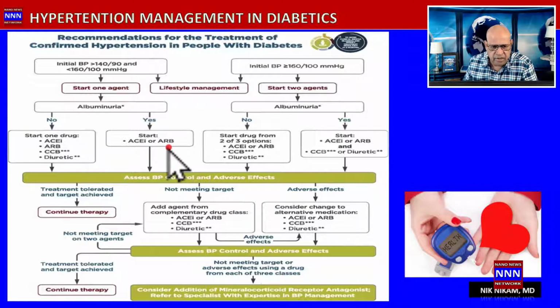So the key in diabetics is to keep the blood pressure around 130 over 80 millimeters of mercury. So that is the target, whereas in non-diabetics, it may be a little bit higher, like 140 over 90 millimeters of mercury. So that's one key difference with diabetics.